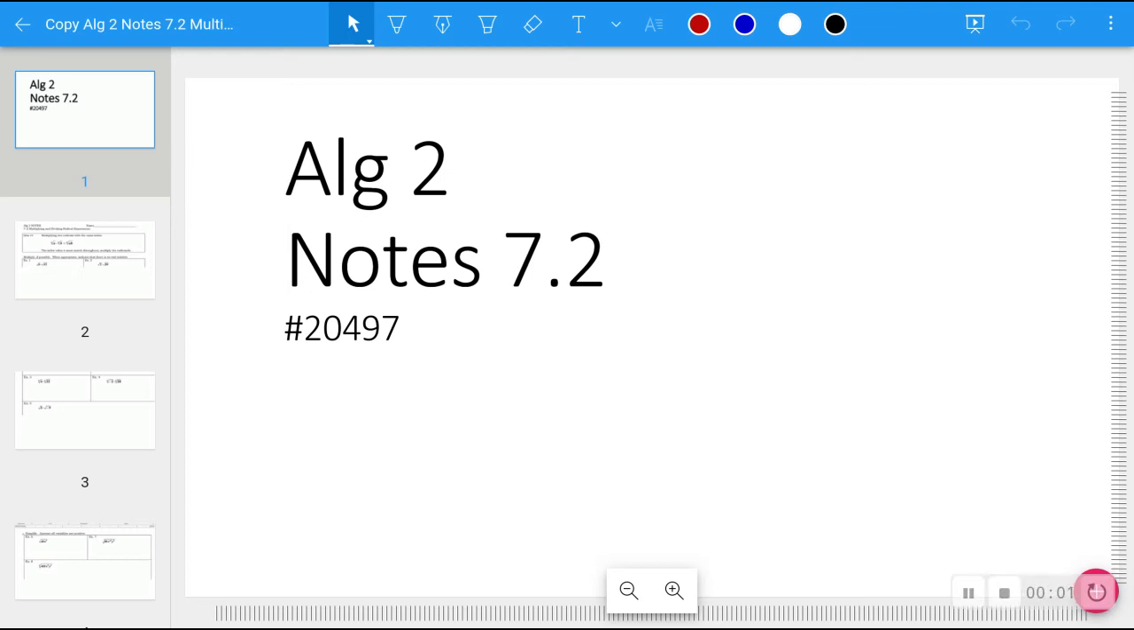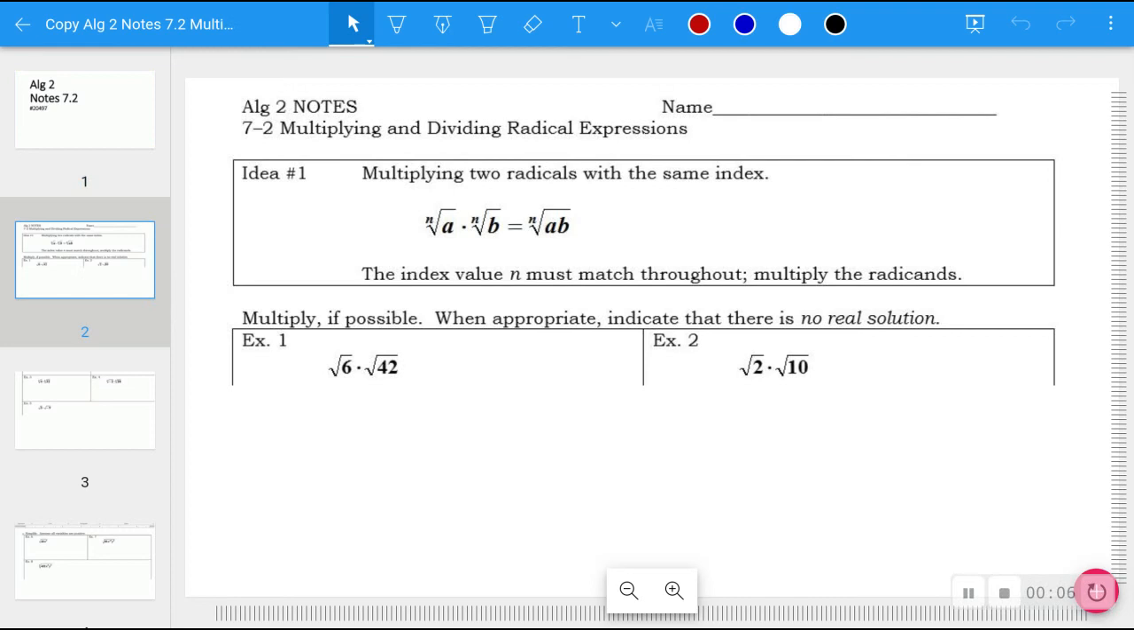Okay, welcome to Algebra 2, notes for section 7.2. And in this section, we're going to learn how to multiply and divide radical expressions.